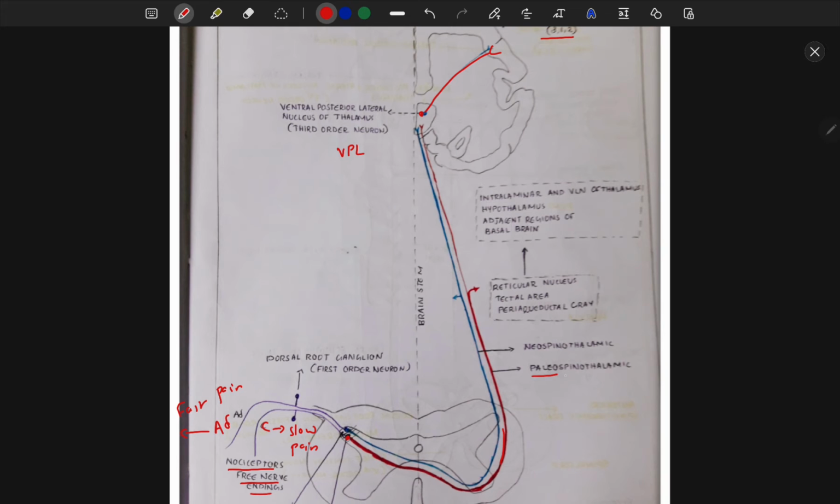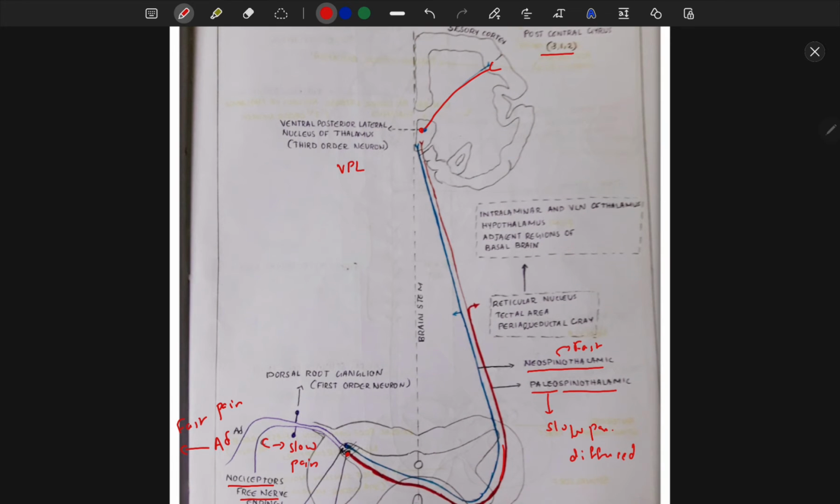Paleo means old, so the paleospinothalamic tract is for slow pain, whereas the neospinothalamic tract is for fast pain. So what is this fast pain and slow pain? When you are pin pricking your finger, the first pain that you feel is the fast pain, whereas after some time you will feel a more diffuse type of pain. That pain is called the slow pain.